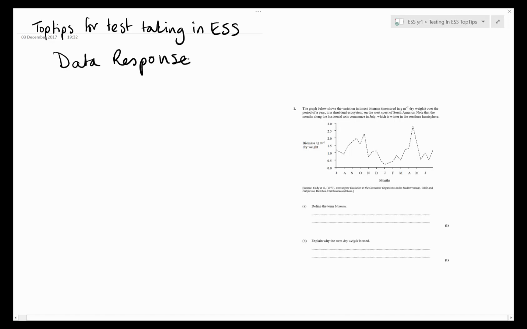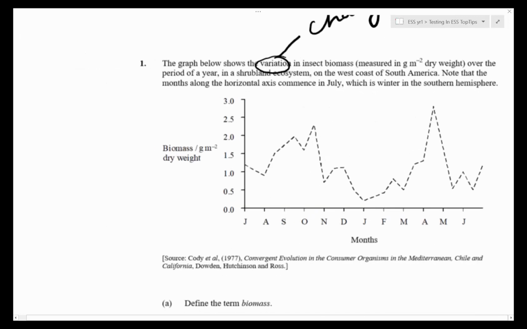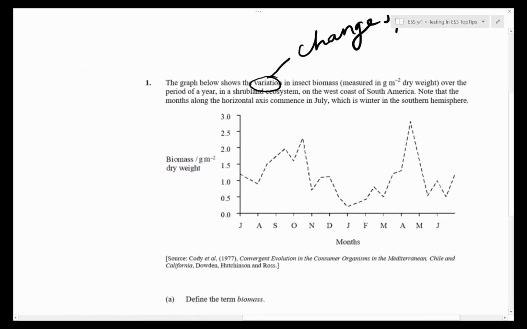Yeah. So here we've got a data response question, and it says, we'll read it together, the graph below shows the variation. So we can look at that word. Variation means the changes, or the range, you could think of it like that, in insect biomass. Remember, biomass is the biological matter. I'm going to make it a bit bigger so we can zoom in a bit.